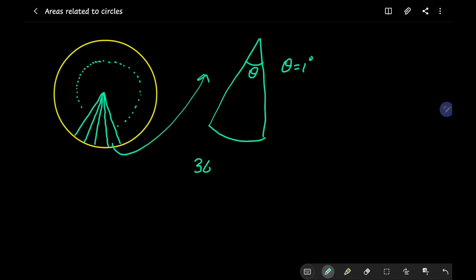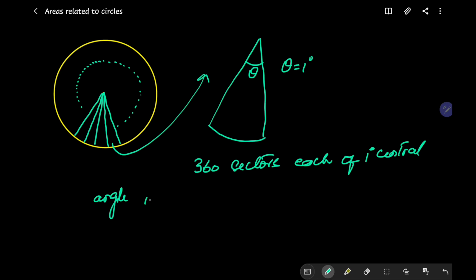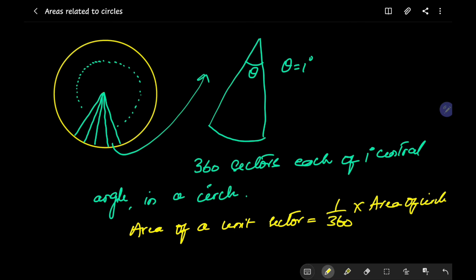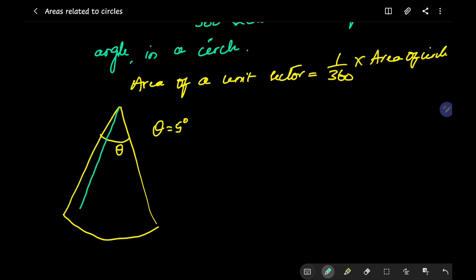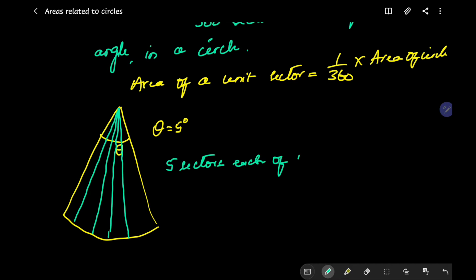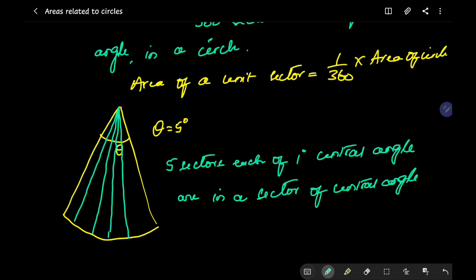A circle is basically divided into 360 unit sectors, each of which has 1 degree as a central angle. As there are 360 sectors, the area of each of these will be the 360th part of the area of the total circle. If there is a sector of 5 degree central angle, it basically has 5 sectors, each of them having a central angle of 1 degree. By this we can understand how many 1 degree sectors are present in a given sector.